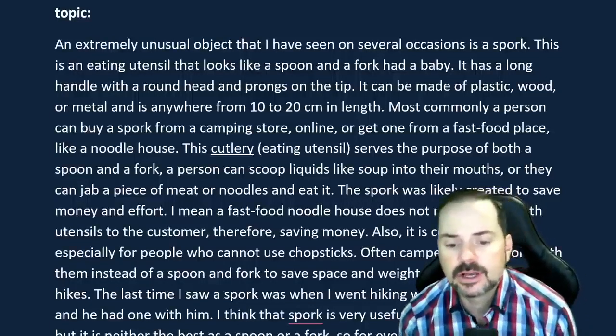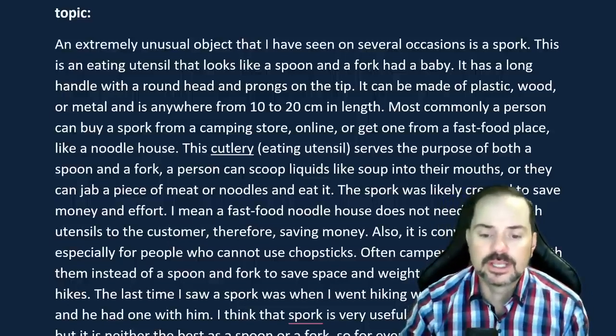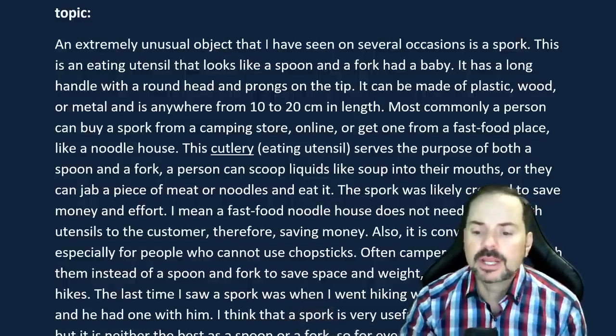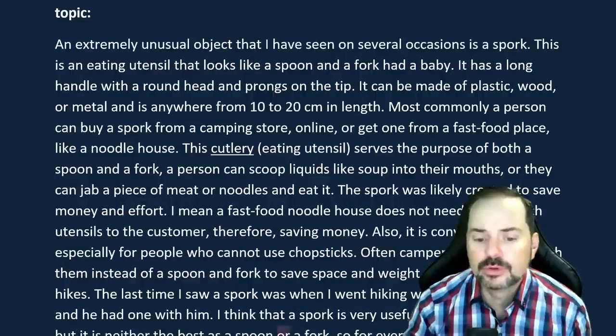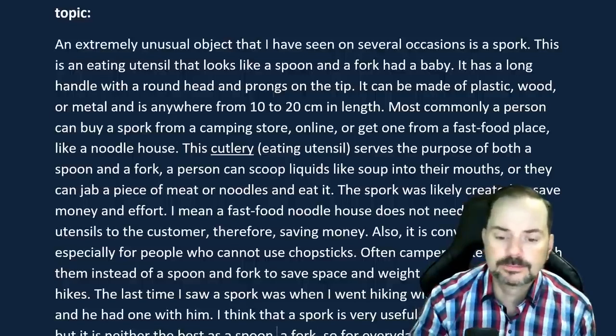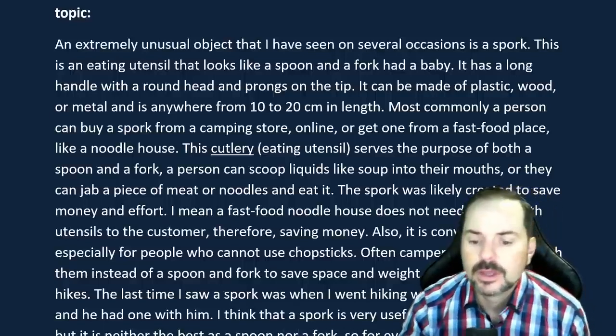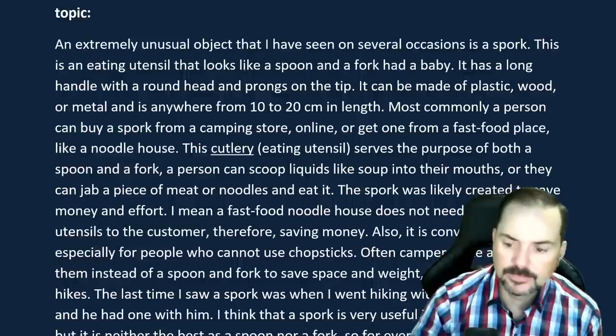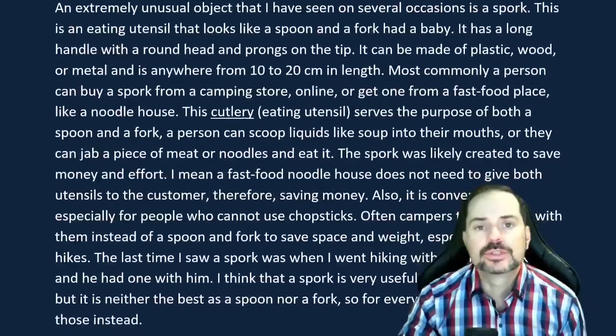I think that a spork is very useful in such circumstances, but it is neither the best as a spoon nor a fork. So for everyday eating, I prefer those instead.